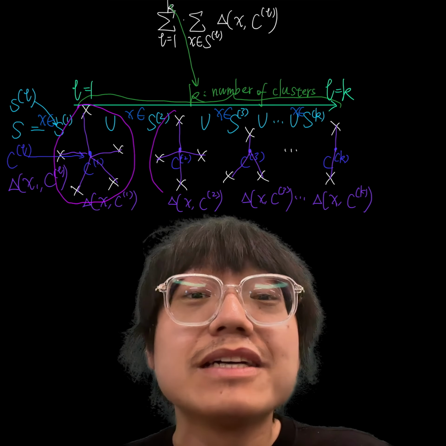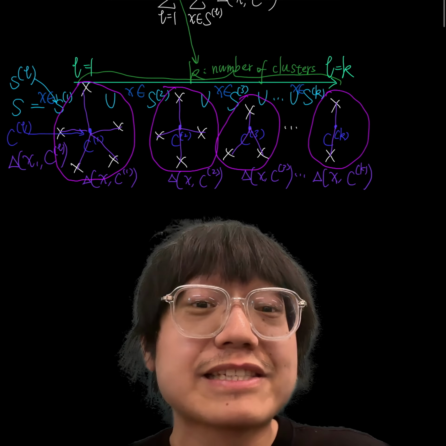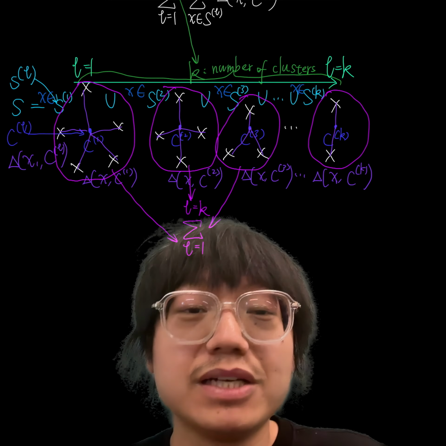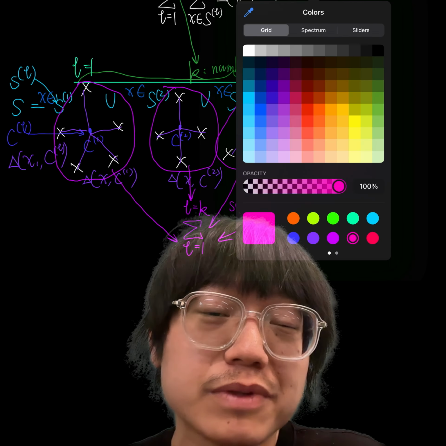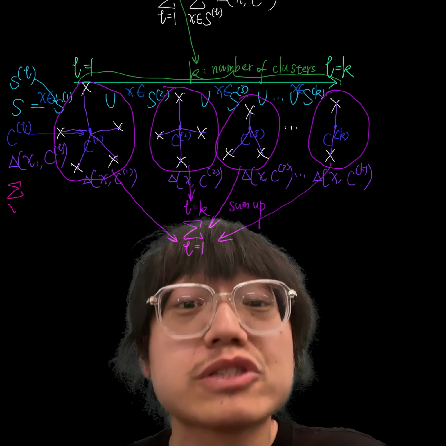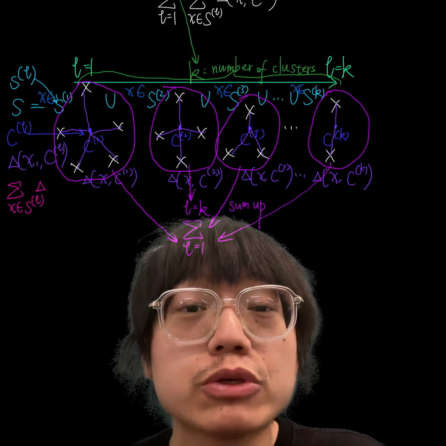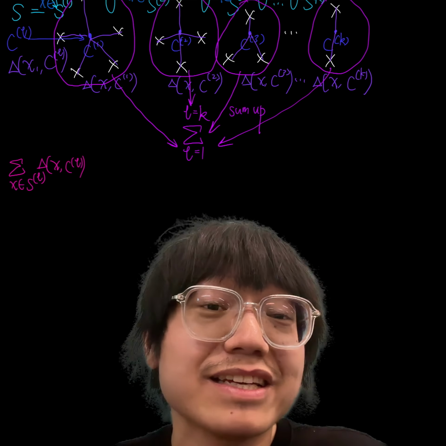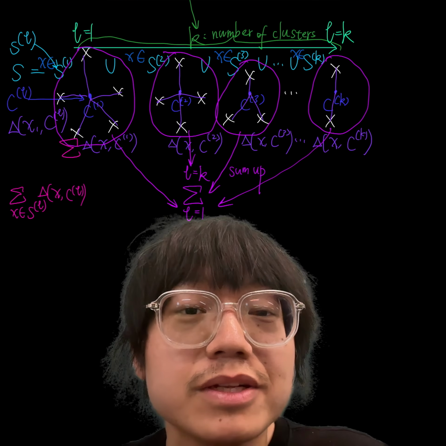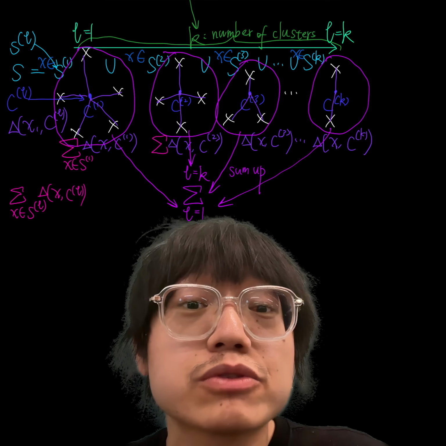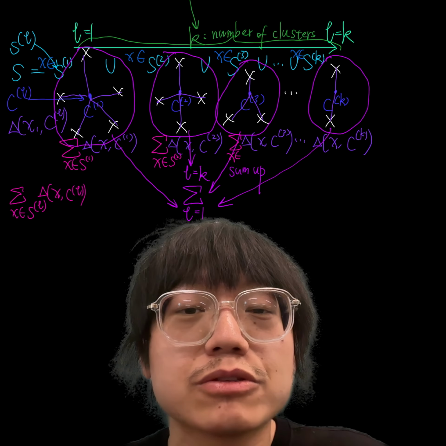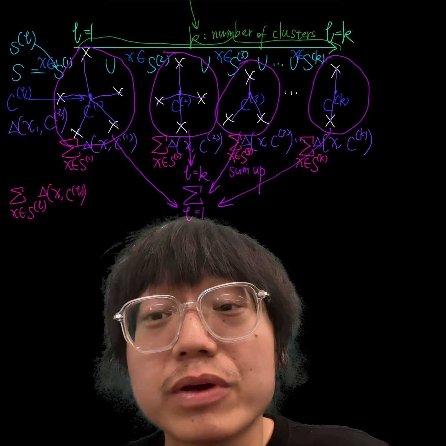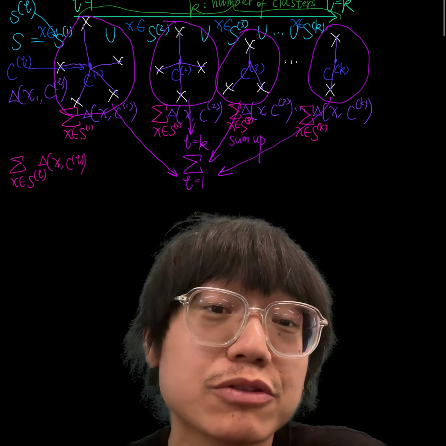Let's try to explain the factorization. The factorization into two sums is logical and straightforward. The first is the outer sum, which is the sum from L equals 1 to L equals k, which iterates over each cluster. The second is the inner sum, which is over x belonging to S of L, which accumulates the squared distances for all points that belong to the L-th cluster.